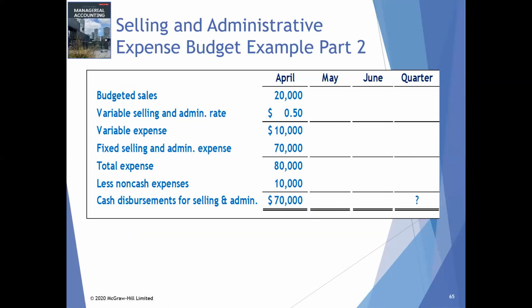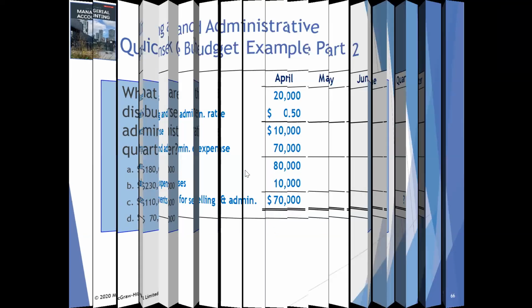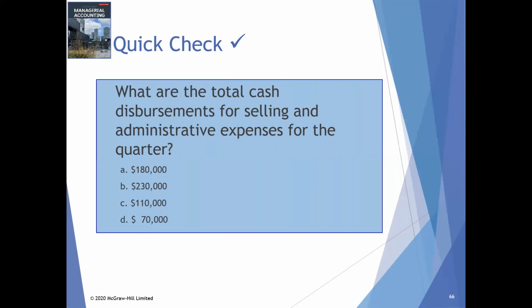I am giving you some time to calculate this one, but you need to have some previous data as well. But for now, I'm just going to complete this answer for you. The reason being, for May and June you need the previous data. So look at this. The question is, what are the total cash disbursements for selling and administrative expenses for the quarter? So we need to calculate for the month of April, May, and June. Now we have the answer here.